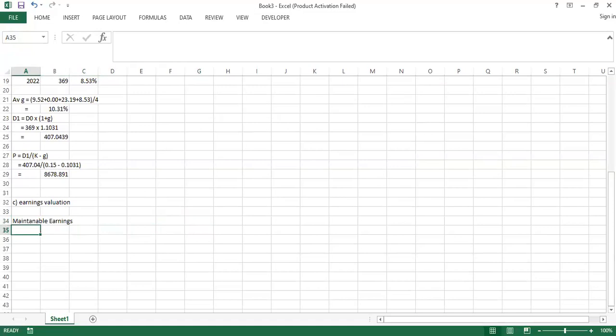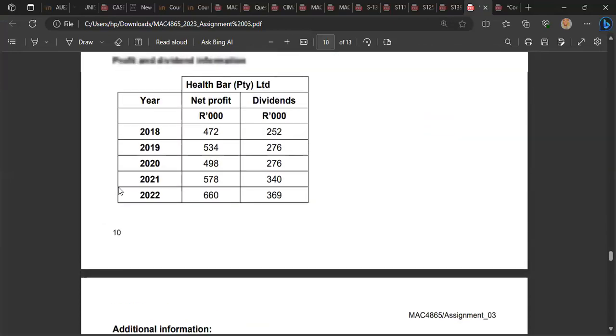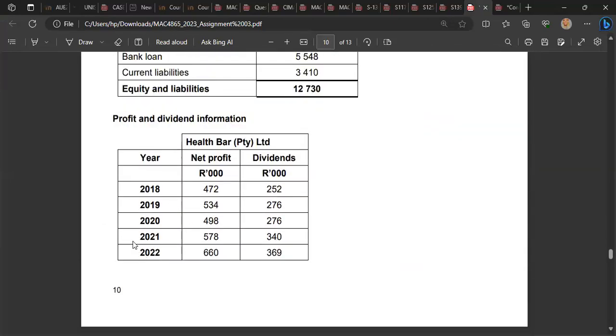So the starting point of your maintainable earnings could be your earnings. But we want to analyze now what kind of earnings we want to take into consideration. The theory behind this, if you remember well, is that this method is suitable if you have the previous years' earnings, if you have got access to this information, and it's a company that has been in existence. So these are the previous earnings.